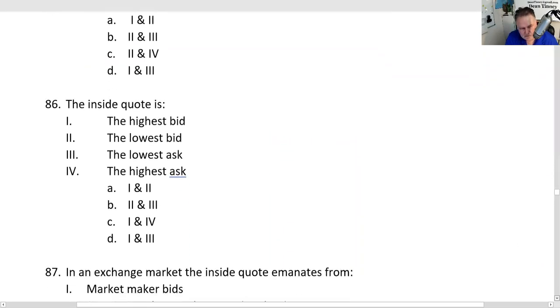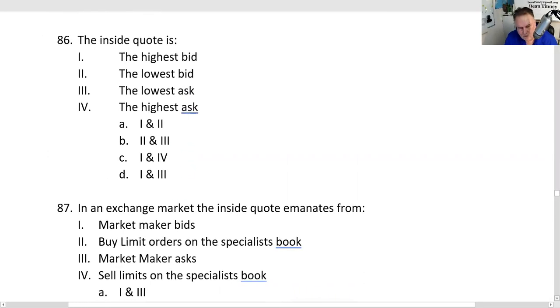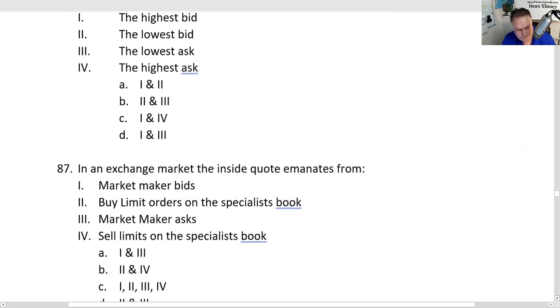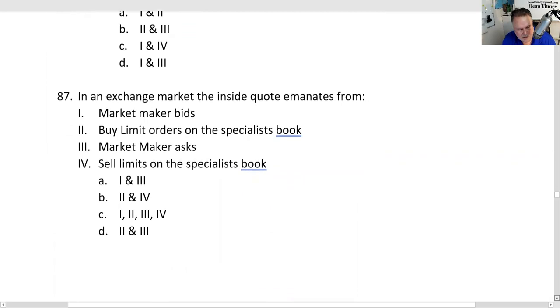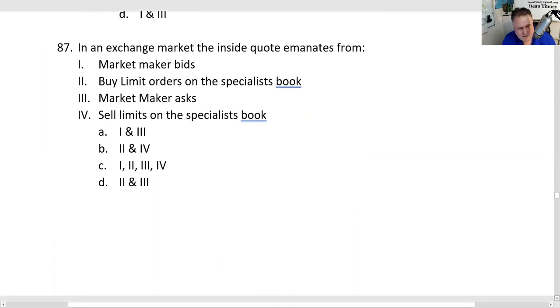The inside quote, the inside market, is the highest bid and the lowest ask. There's no multiples, but I think it's okay for me to use them as practice questions, but it's Roman numeral 1 and Roman numeral 3. And then, the New York, it's coming from the limit orders the specialist is holding. Again, I would refer you to my lecture on secondary markets and types of orders. And so that would be 2 and 3, or 2 and 4.